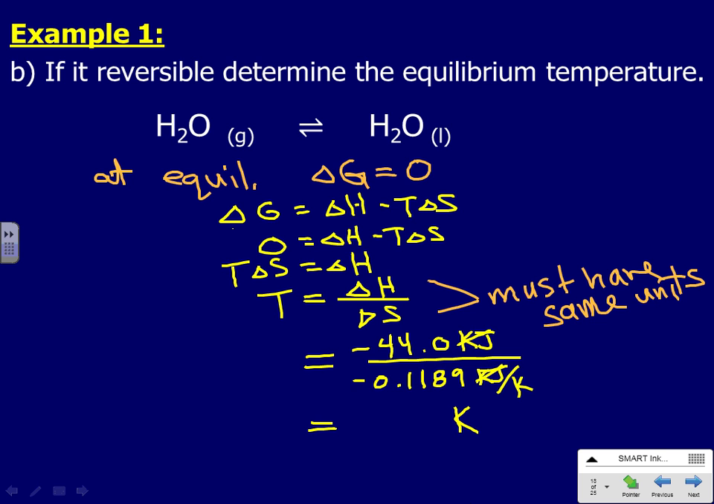What do we get there for a temperature in Kelvin? Sorry? 370? 370 Kelvin. Now, I don't ask this all the time, but what is that in degrees Celsius? Does anybody remember how to go from Kelvin back to degrees Celsius?